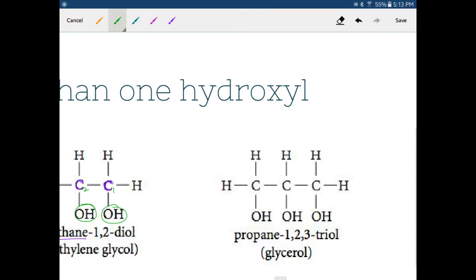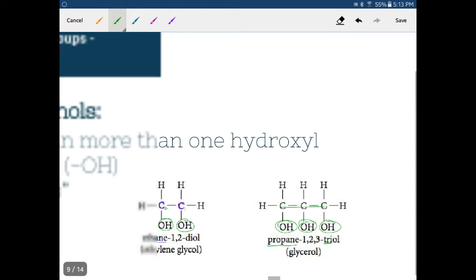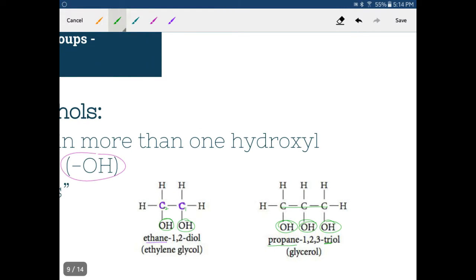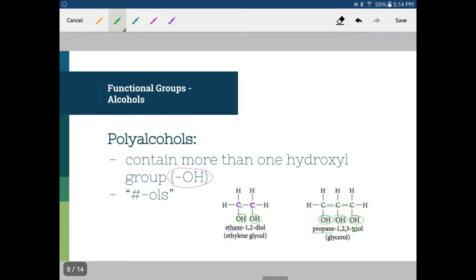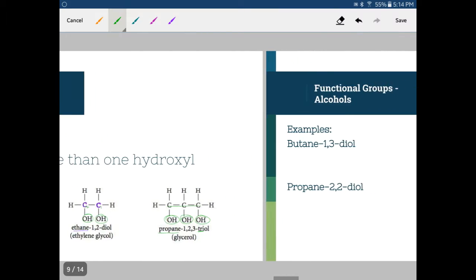Let's take a look at another example. This one's even crazier. Again, my parent chain here is propane, so I can write propane. It looks like I have hydroxyl groups coming off of carbons 1, 2, and 3, and I have to identify with a prefix how many alcohols there are, so it's propane-1,2,3-triol. All right, we also call that glycerol. Let's take a look at a few more examples, I think.